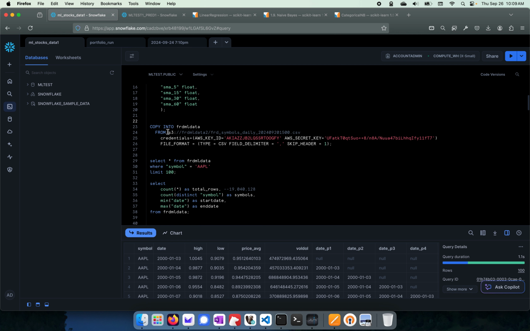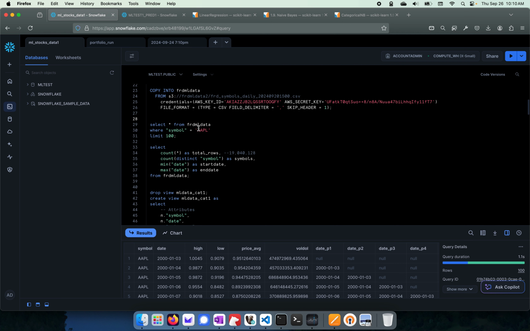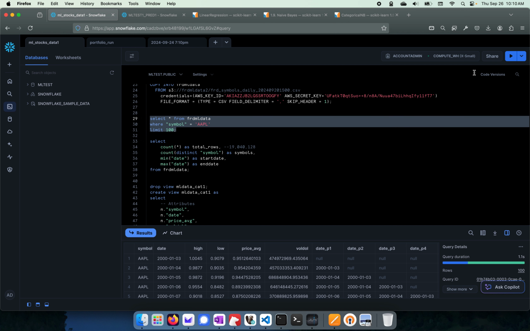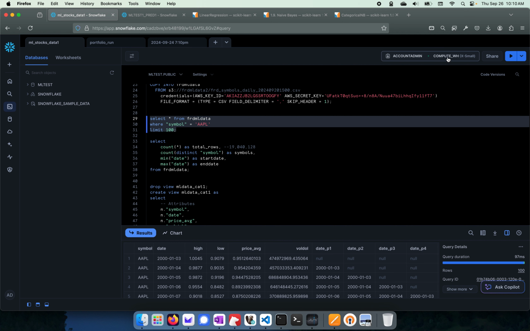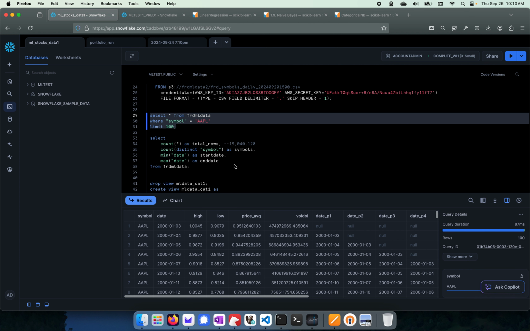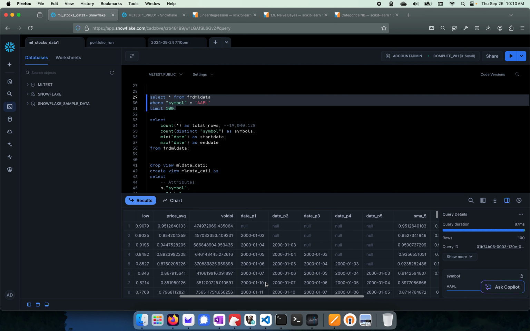I loaded the data from my S3 bucket, and I had already deleted it, so the credentials are no longer relevant. If we take a look at our data, we'll use Apple as an example. I just ran this query, so it should be already cached. I'm using an extra small compute warehouse in Snowflake, and I'm still on the trial edition with this account. So here's some of the data that we can take a look at.